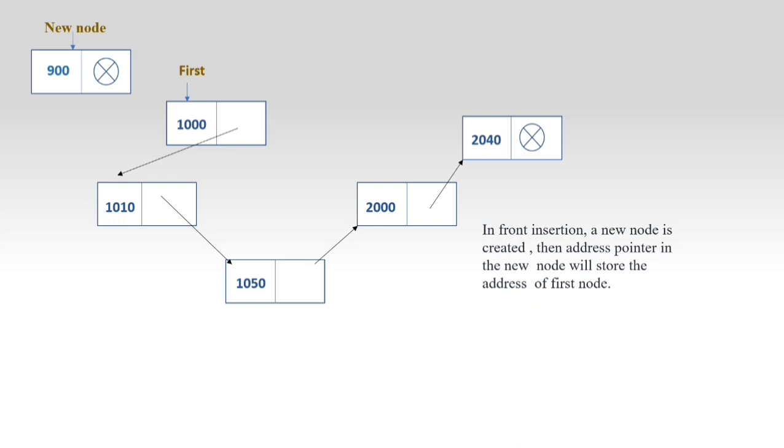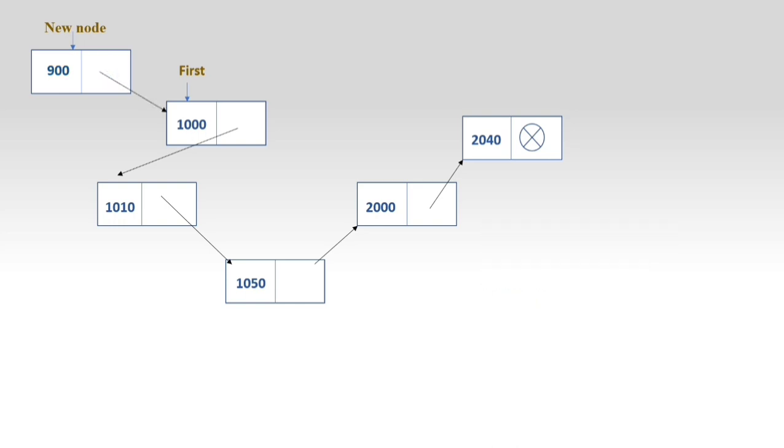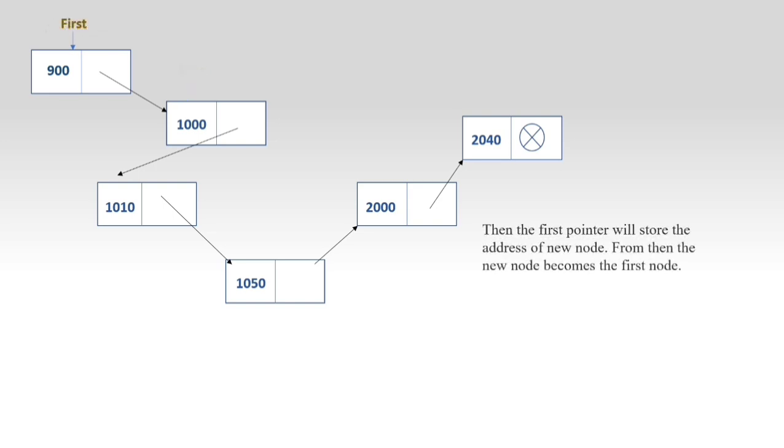In front insertion, a new node is created. Then the address pointer in the new node will store the address of the first node. Then the first pointer will store the address of the new node. From now, the new node becomes the first node. This is how front insertion is done.